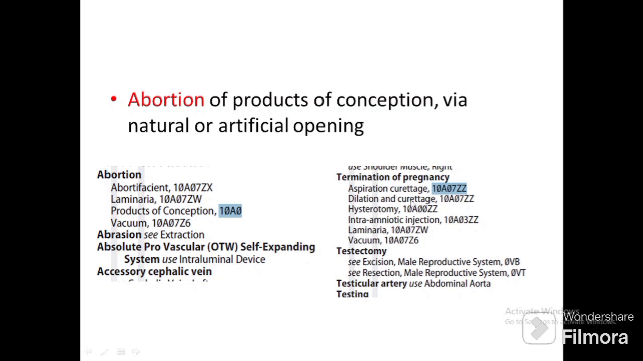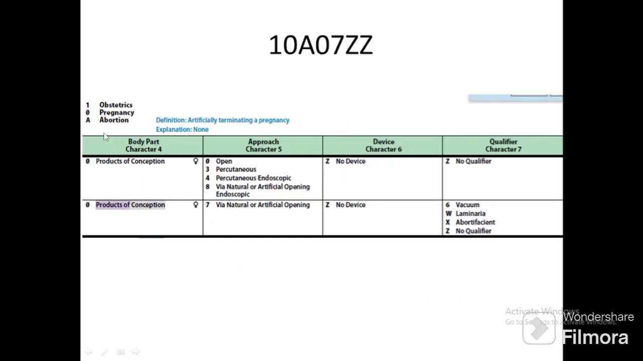See, dilation and curettage. So 10A. Here also abortion, products of conception 10A. So we should check the table 10A. So products of conception, body part, approach via natural or artificial opening, and no device and no qualifier. See, the root operation is abortion.